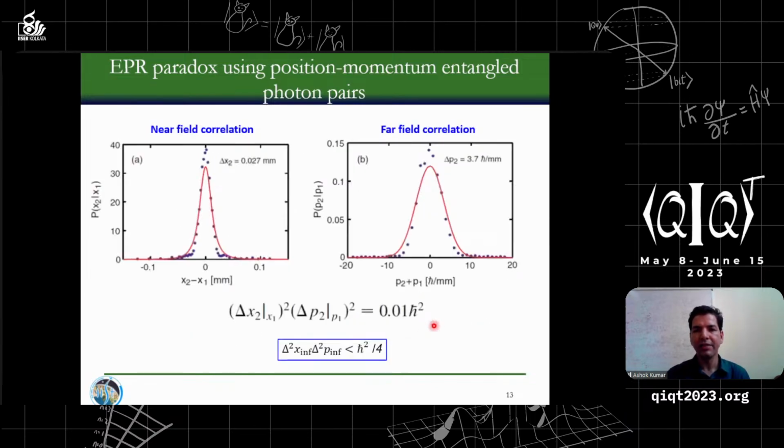They did the same measurement, and with that they got the correlations, basically the position correlation and momentum correlation like this. From there, the uncertainty in position and the uncertainty in momentum are the conditional or inferred uncertainties. Their product was about 0.01 h bar squared, which is definitely less than h bar squared by 4. So that's how they demonstrated the original EPR paradox in a lab experiment.